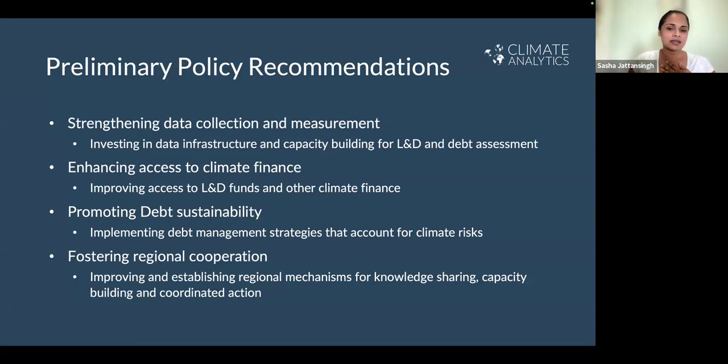Also, how do we enhance access to climate finance in the region? And also ensuring that any of the financing instruments for loss and damage, and the projects as well, don't create any new debt and seek to reduce existing debt. And the importance of fostering regional cooperation, whether for knowledge sharing, capacity building, or coordinated action.